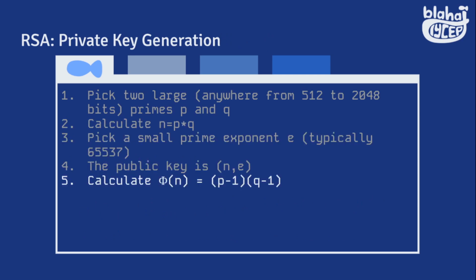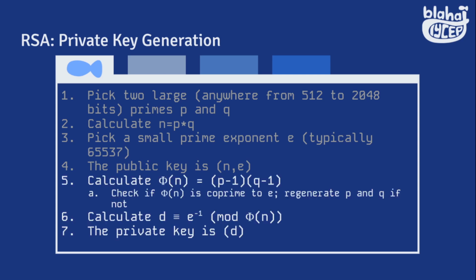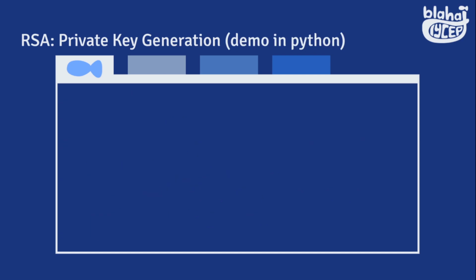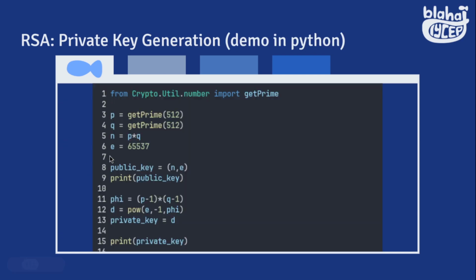So now we'll be moving on to our private key generation. Next slide. We calculate phi of n, which is equal to p minus 1 times q minus 1. And we use this to calculate our d, which is congruent to e to the power of -1 modulo phi of n. Everyone following so far? Alright. So after that, we have our private key, which is d. Make sense? Okay.